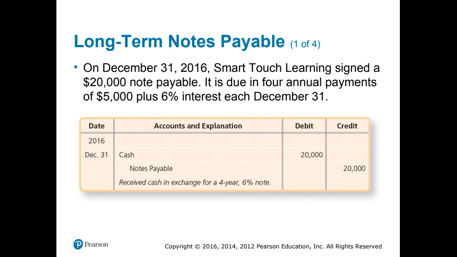Long-term notes payable. On December 31st, Smart Touch Learning signed a $20,000 note payable. It's due in 4 annual payments of $5,000 plus 6% interest each December 31st. So we recorded this journal as a debit to cash and a credit to notes payable for $20,000, and our note in our memo says received cash in exchange for a 4-year 6% note.